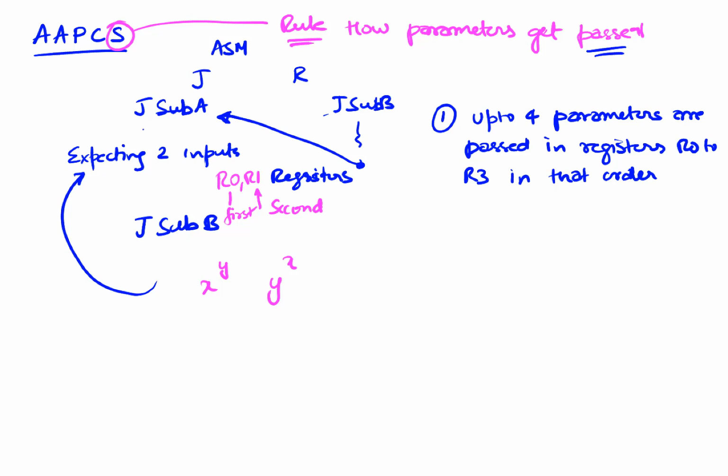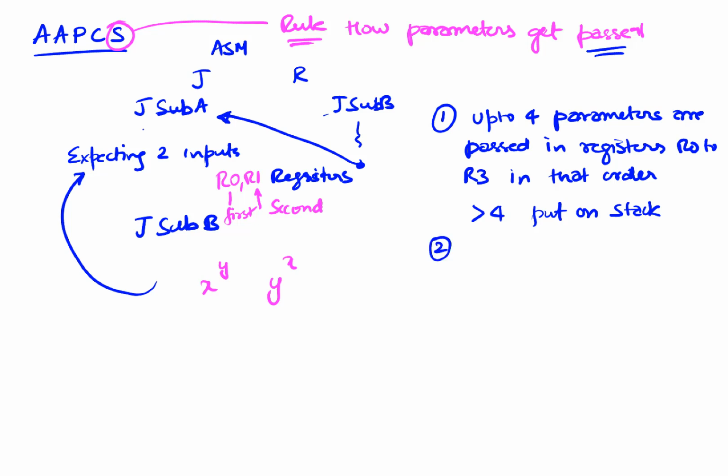Now, what happens if it's beyond 4 parameters? If it's more than 4 parameters, we put them on the stack. If there are 5 parameters, do they all go on the stack or just the 5th? Just the 5th one goes on the stack. And for now, we'll not worry about how they get passed on the stack.